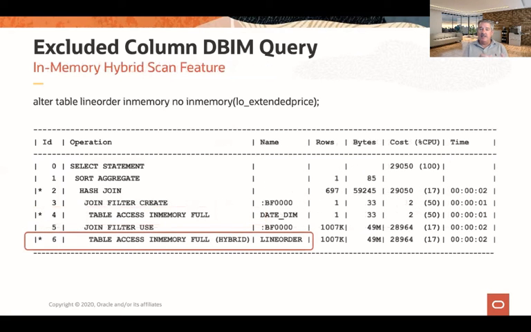Now with Database In-Memory in 21c and the in-memory hybrid scan feature, we've excluded our column again, LO_EXTENDEDPRICE, but when we run our query, we see something a little bit different. We see TABLE ACCESS INMEMORY FULL HYBRID, and that tells us that we're doing a hybrid scan, which means we're going to run the query against the LINEORDER table in memory, and then pick up the LO_EXTENDEDPRICE column value for each of the returned rows in the row set from the row store. This will make that query run quite a bit faster, and it will actually tell you that you've used a hybrid query.